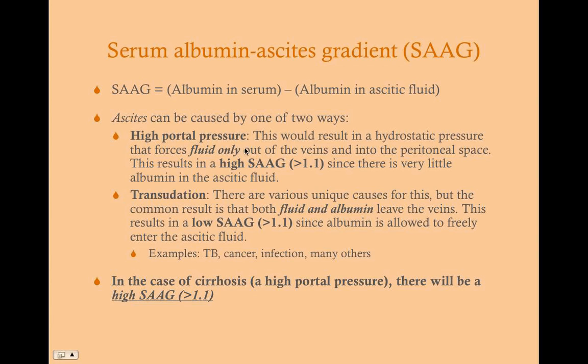Again, high portal pressure is a hydrostatic pressure, and that's going to push only fluid out. With TB and cancer and infections, it's going to cause the veins to become more leaky, and that's going to cause fluid and albumin to become in the ascitic fluid. Since the albumin is in the ascitic fluid, it's going to cause the SAAG to be lower, less than 1.1 or 1.0.